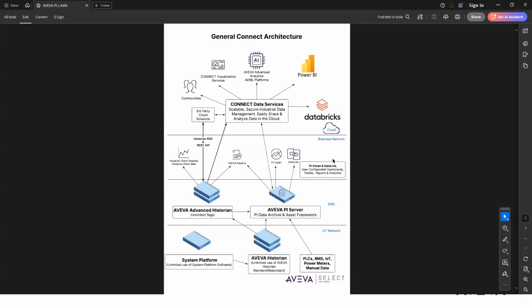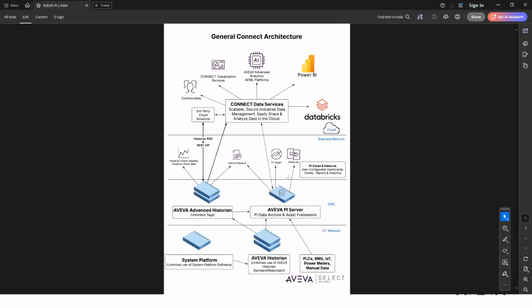At the business network level, this is where you use all the clients, right? So Pi Vision, Data Link for Pi server, historian client, AVEVA reports, for example, right? And then above all of this in the cloud, this is where Connect sits, just to give a visual representation of where Connect sits, because a lot of people get confused when they're first introduced to Connect. Connect actually sits all the way up here.